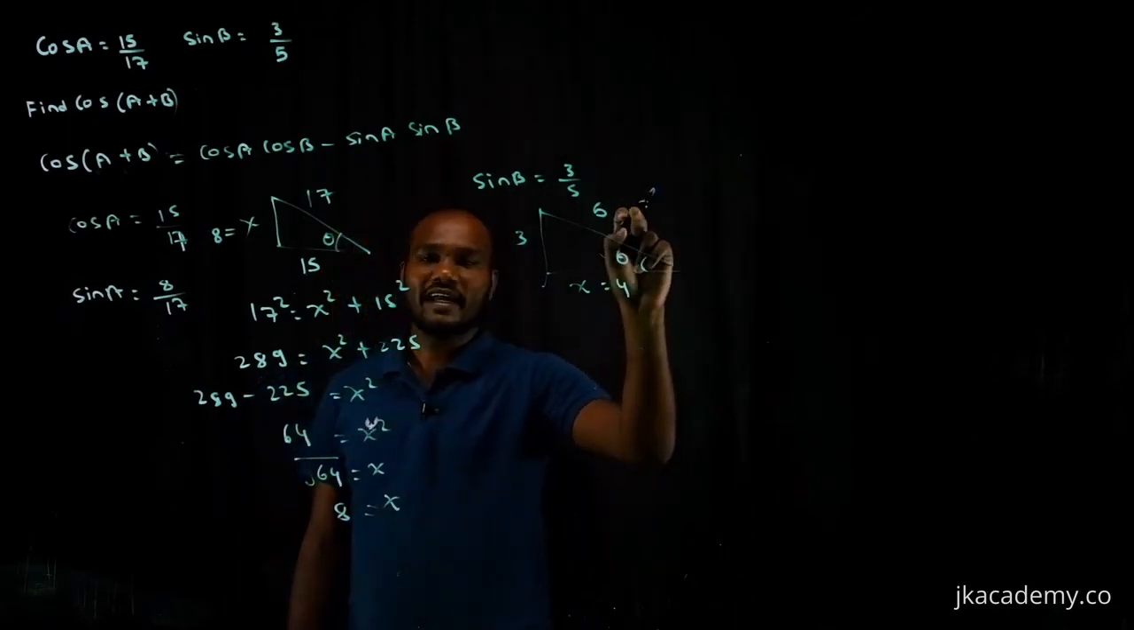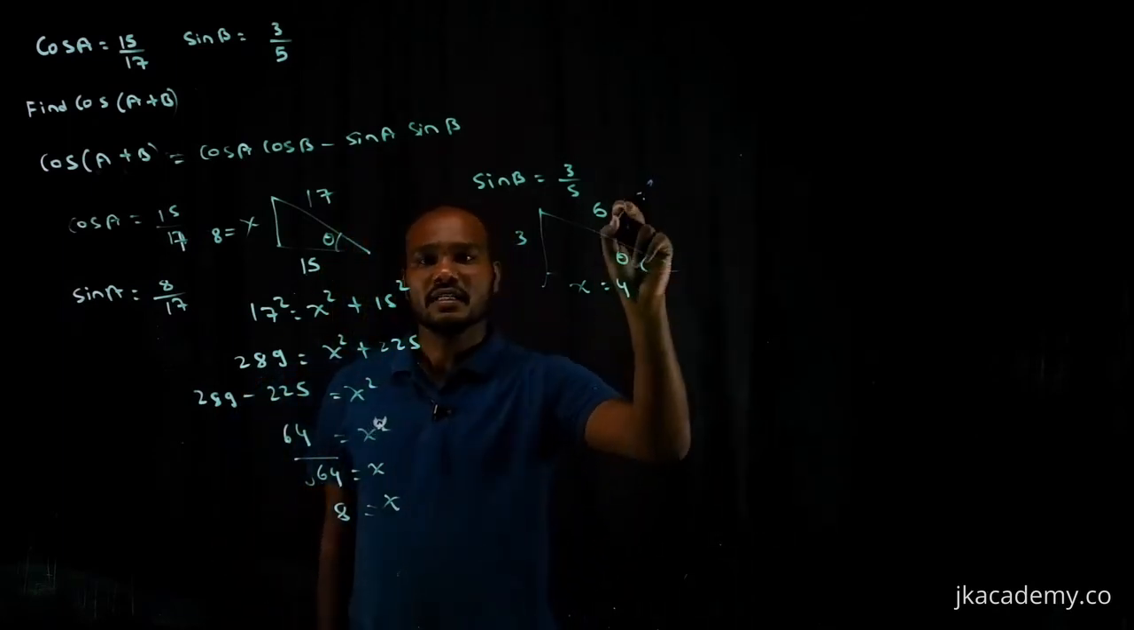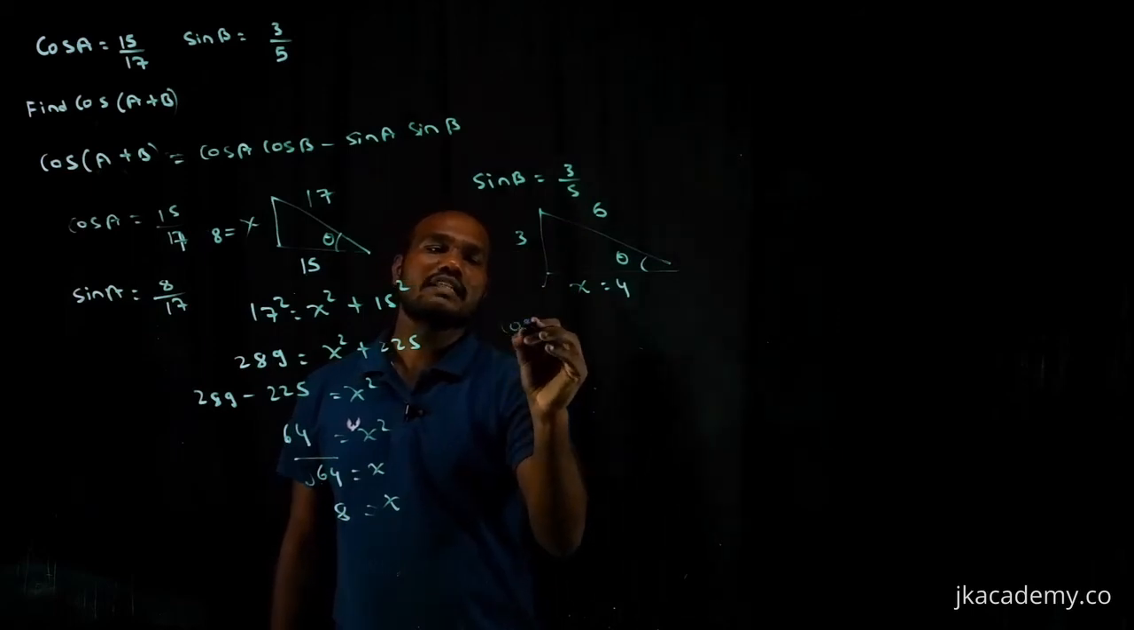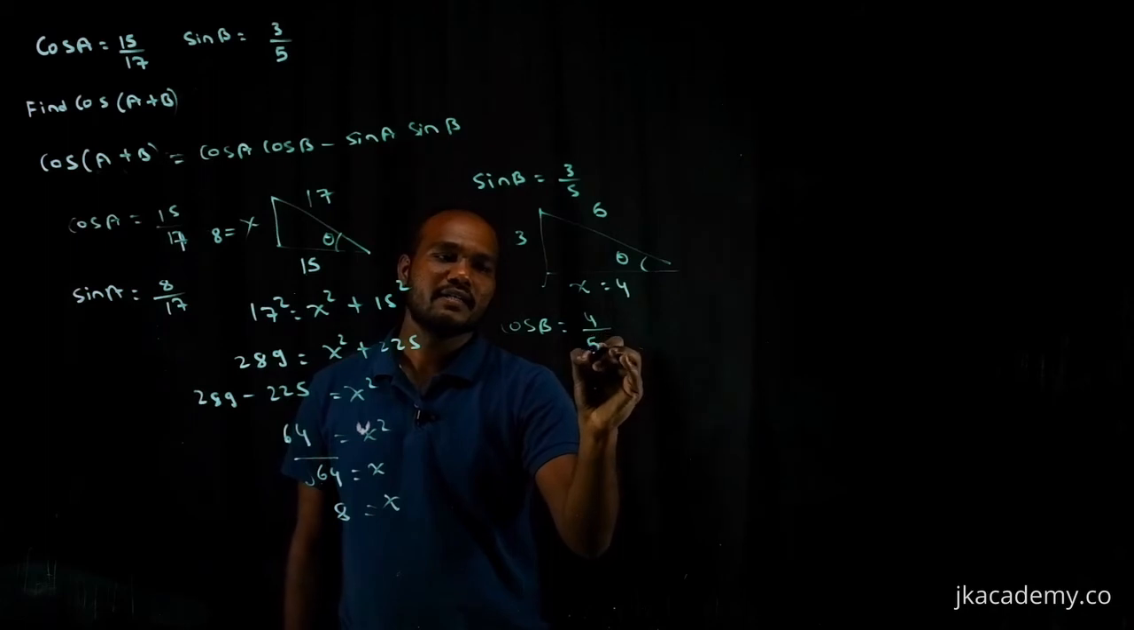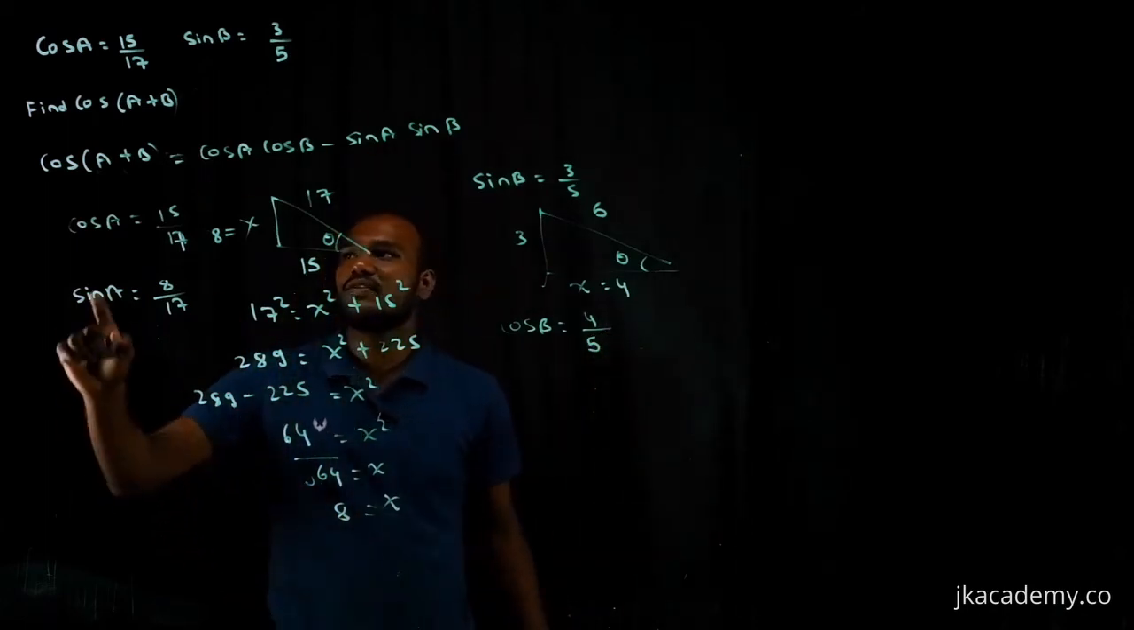So 3, 4 and 5 are the sides of a triangle. Now we have to find cos B. Cos B will be adjacent by hypotenuse. That will become 4/5. Now we have all the values that are necessary.